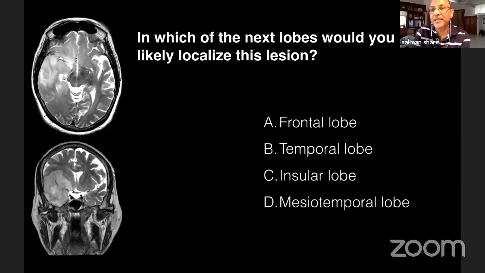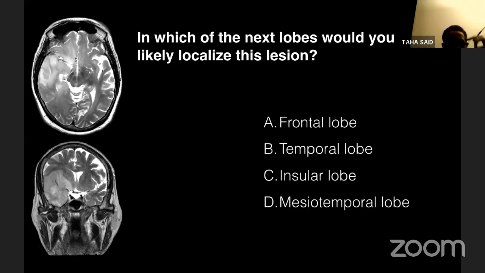Any other opinion, please? You can see the tumor going to the other part of the Sylvian fissure. So it means it's an insular tumor. Yes. The insula is completely invaded by the tumor, but also the temporal lobe, the temporomesial lobe, and also the fronto-orbital gyri of the frontal lobe. So all the answers are correct.